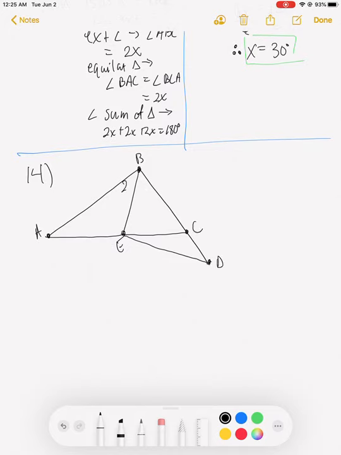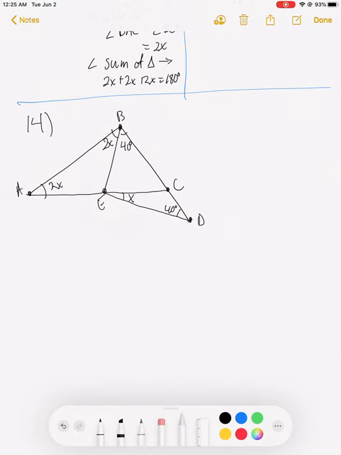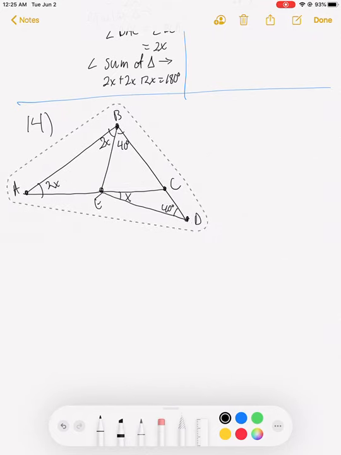Okay, they give us some angles. 2x is here. 40 degrees is here. X is down here. 2x is also here. And 40 degrees is here. Okay, so we should have everything there. Now, I'm going to scoot this one over a little bit, just room for our teacher solution. What do we have here? There's lots of stuff here.